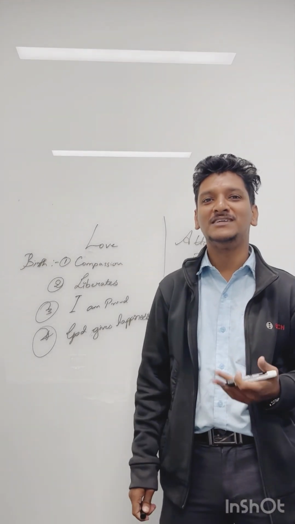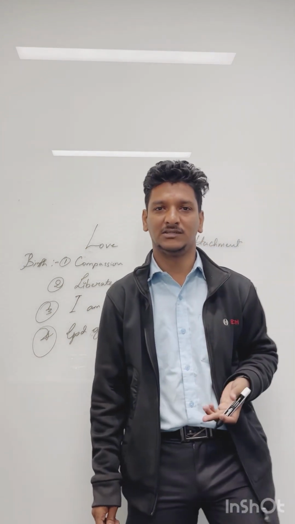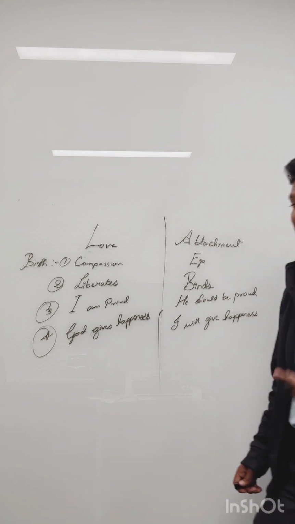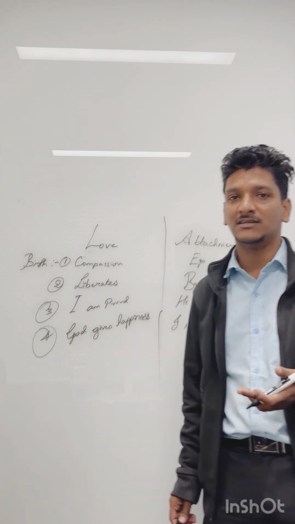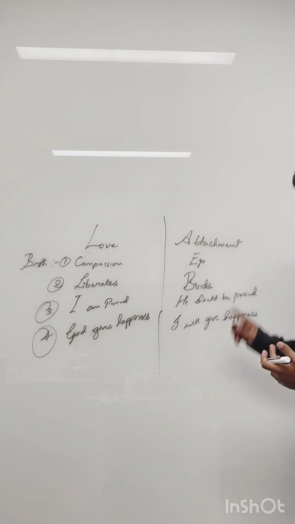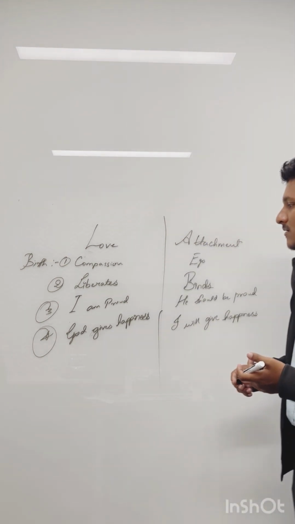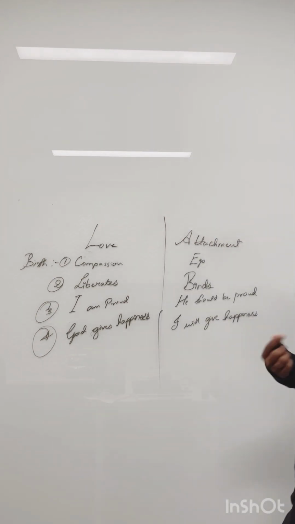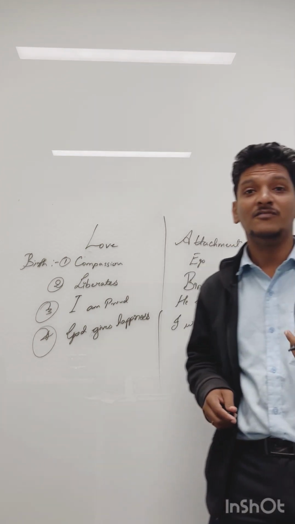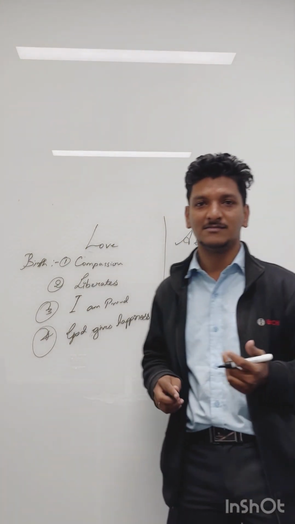Also today I want to tell the difference between love and attachment. Love is born out of compassion. Attachment is born out of ego. Love tells that my son will get worldly happiness from God, but attachment tells I will give worldly happiness to my son. Love tells I am proud of my son, whereas attachment tells he should be proud of me. Love liberates us, whereas attachment binds us. Thank you.